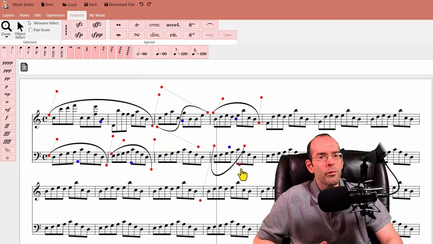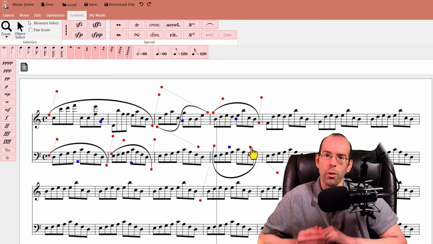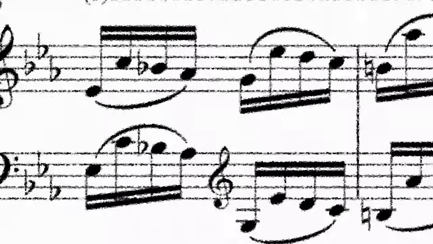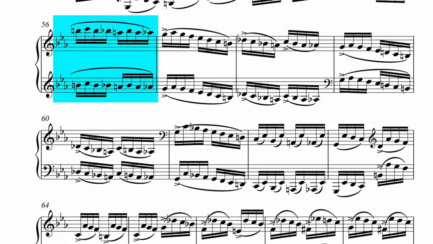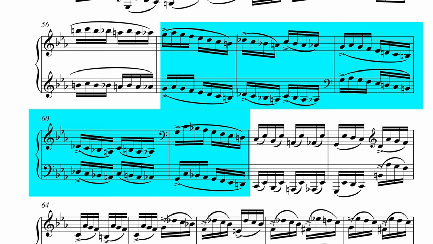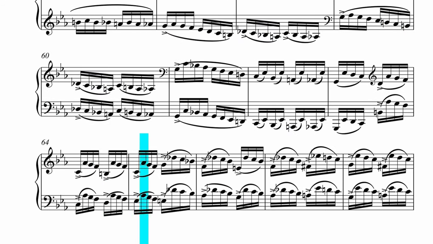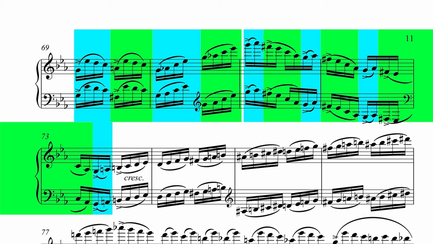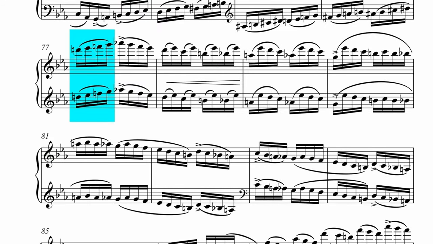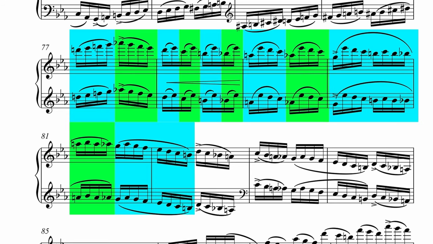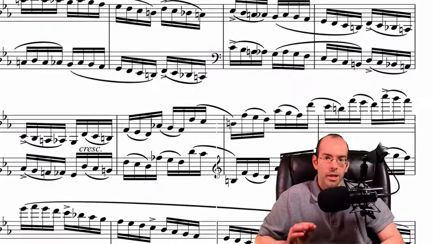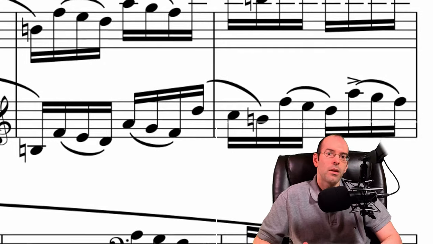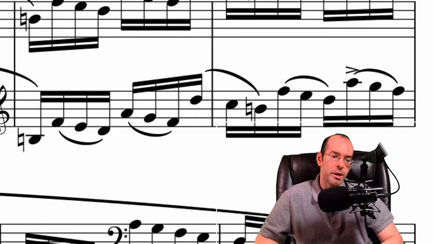So now I'm going to play more of this piece until we get to the last section where I want to point something out to you. This section right here, you can see that Henry is slurring these notes in threes. You can clearly hear the emphasis of the threes right here.